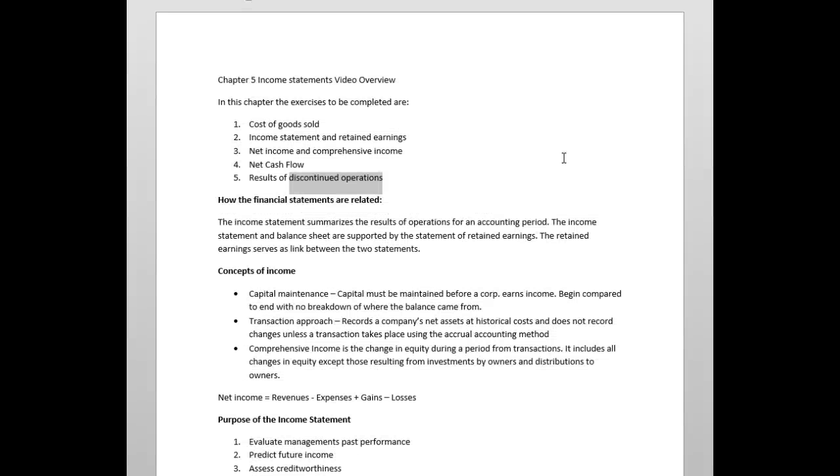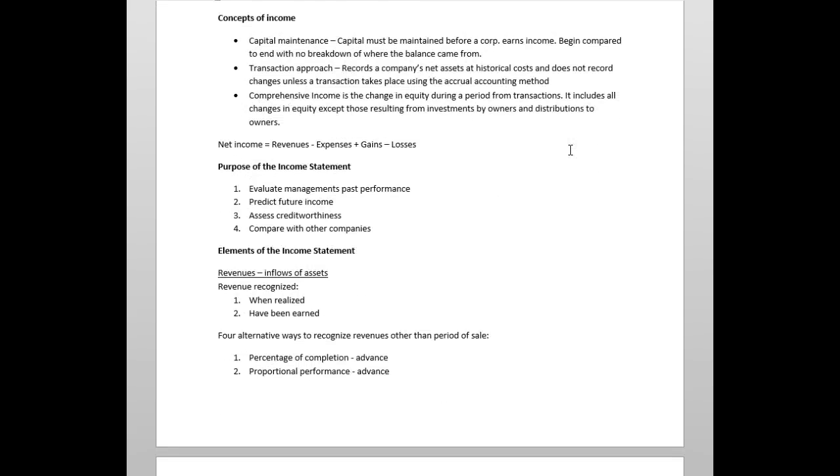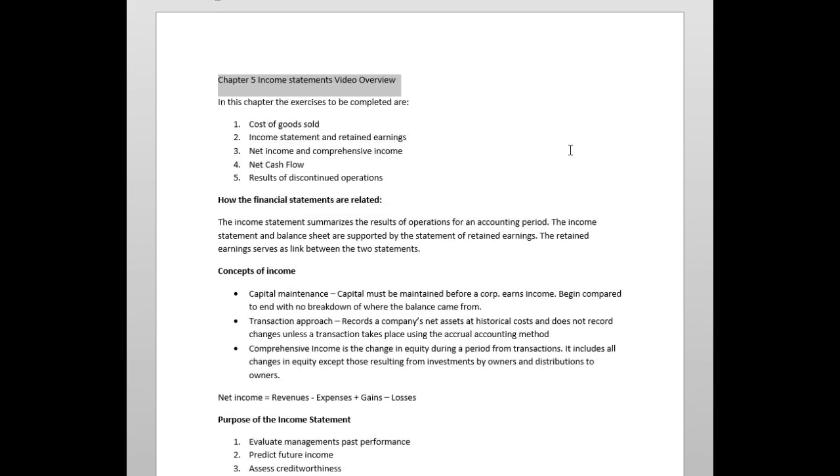So welcome to income statements. I think you're going to enjoy this chapter. Nothing difficult, it's just a lot of detail. So let's get started with these exercises. Be sure to view the hints on this. There's quite a few very good hints to help you get going.